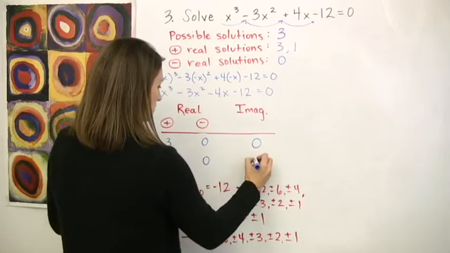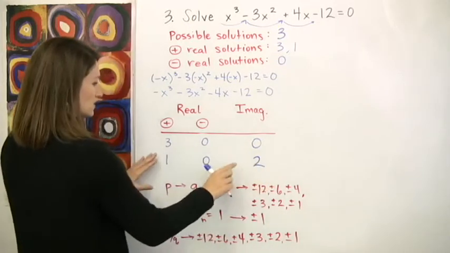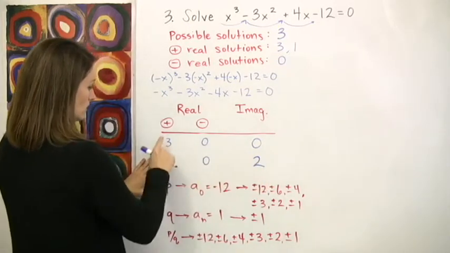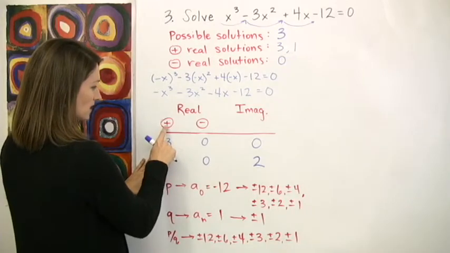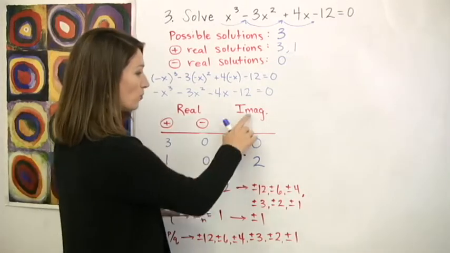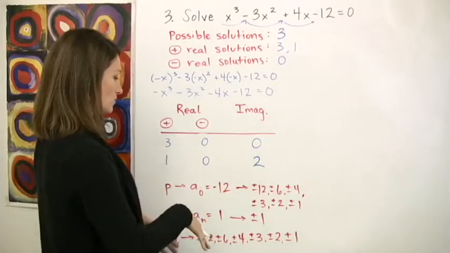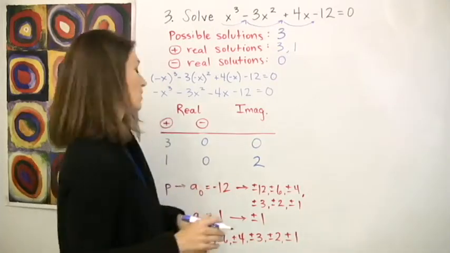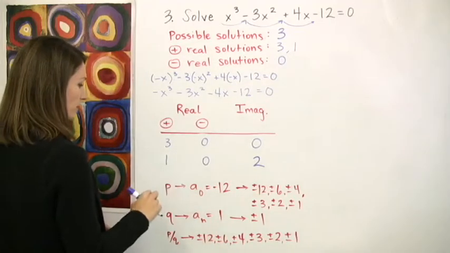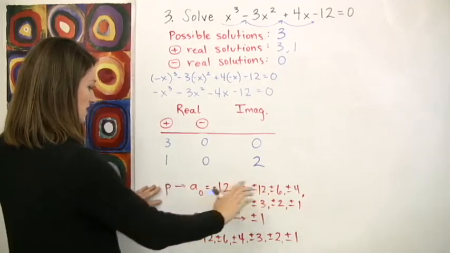And so we would put that 2 here, which means that this row would allow for 1 possible positive real solution and then 2 possible imaginary solutions. So now let's move on and we'll do the rational solution theorem. We're going to plug in our values for P and Q. I've written them out here to save us time.